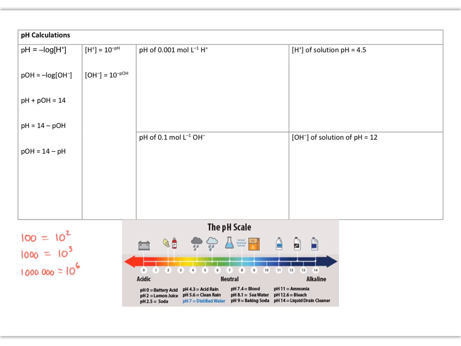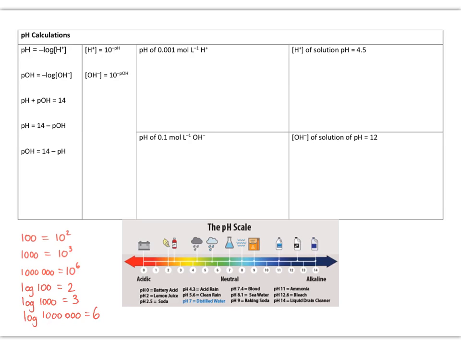So, what do I mean by that? The log of 100 is equal to 2, because 10 to the 2 equals 100. The log of 1,000 is equal to 3. The log of 1 million is equal to 6. So this is a very brief recap of what logs mean.